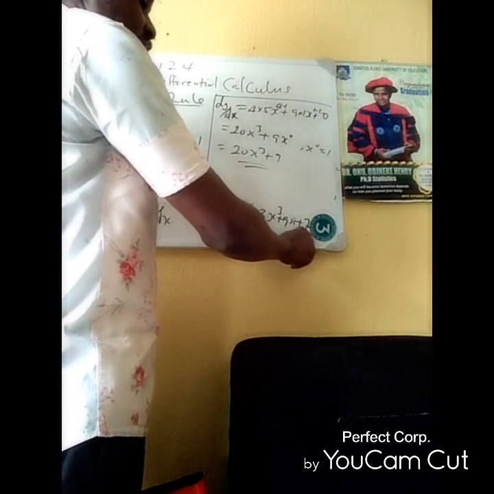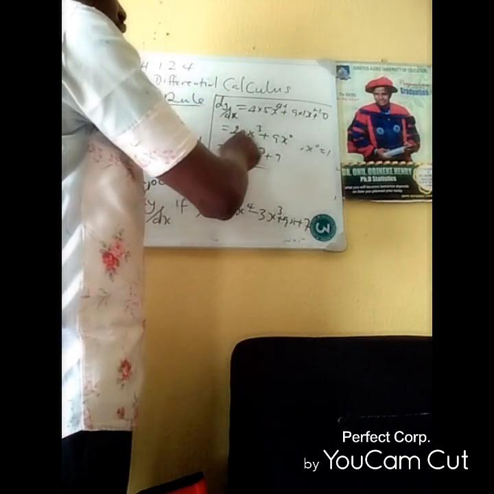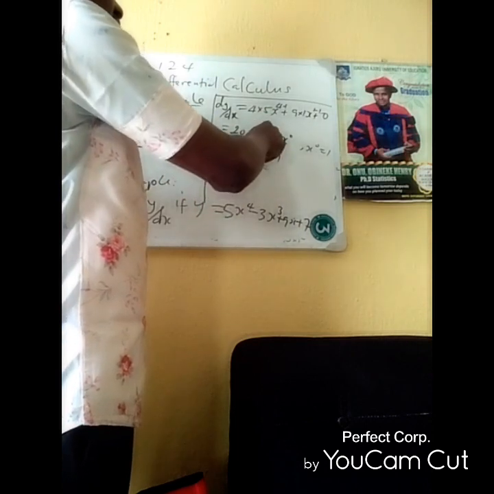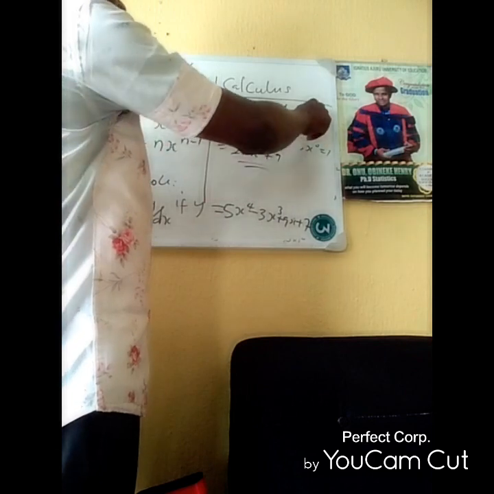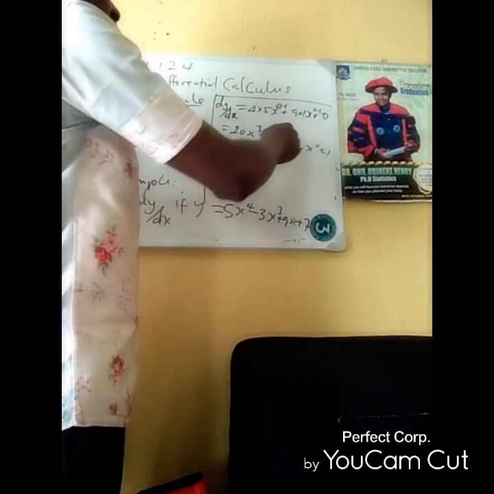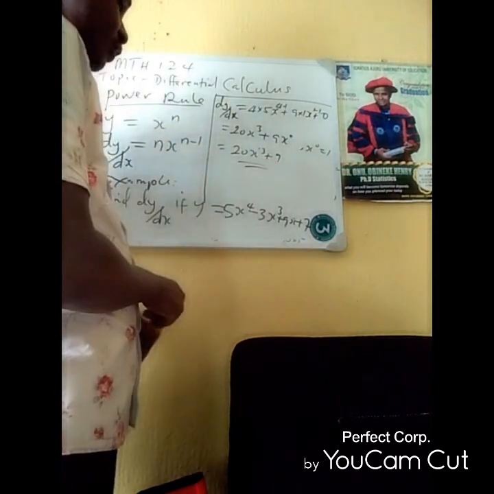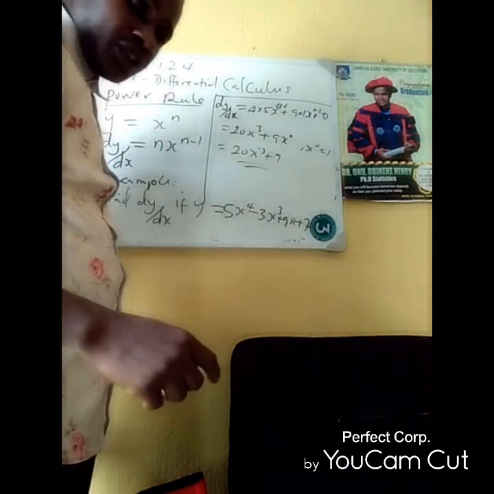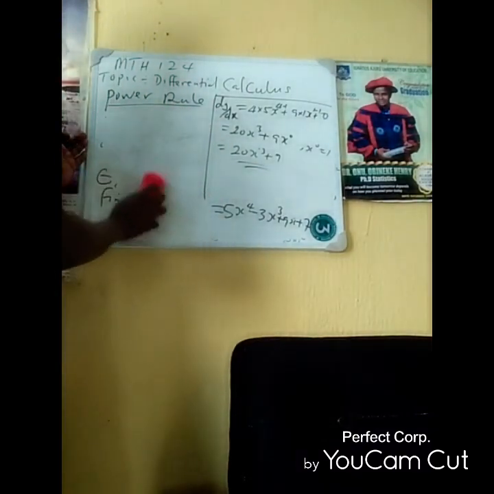The derivative of a constant is 0. So we have 4 times 5, 20x raised to power 3, plus 9x raised to power 1 minus 1, which is 0, and x raised to power 0 is 1. So 1 times 9 is 9. That is for this. Now we take another example on the power rule.